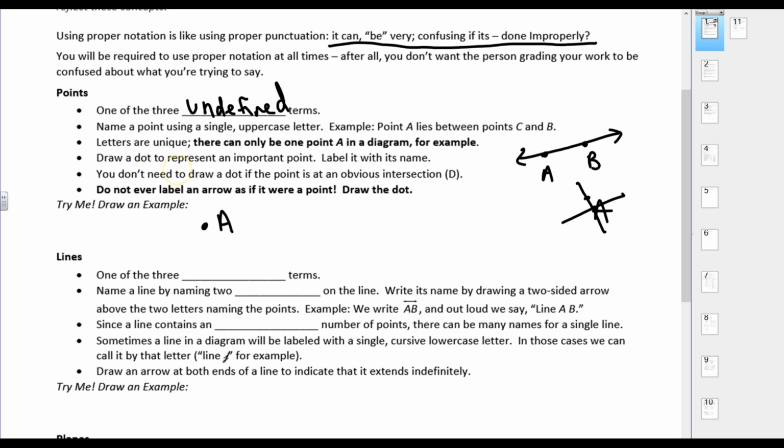We draw a dot to represent an important point and we label it with its name. You don't need to draw a dot if it's an obvious intersection. So for example, if I've got two lines intersecting like this, I can label this D. However, one thing I cannot do is I can never label an arrow as a point. So if I come over here and I label this guy C with no dot, that's not okay.